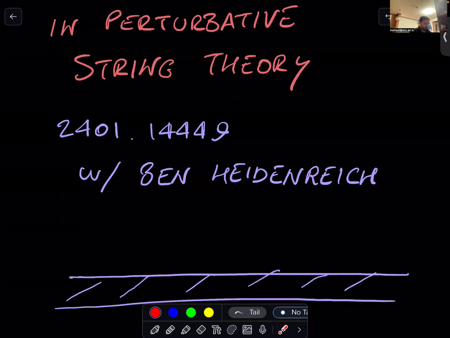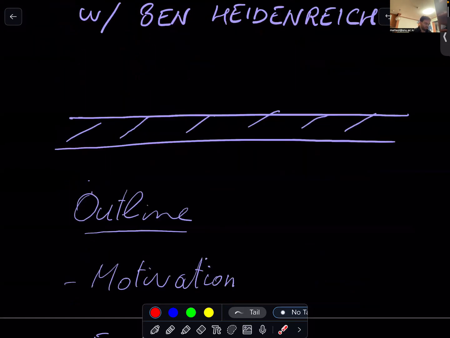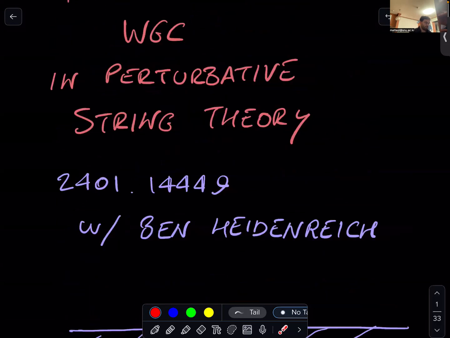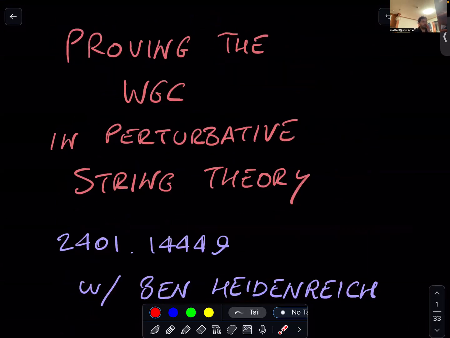So, you've heard and seen the title. The idea is to prove the weak gravity conjecture, with some caveats. In perturbative string theory, that really will mean tree level in bosonic string theory. But some of those things we have arguments to say are not problems. But the story is that we prove it at tree level in bosonic string theory.